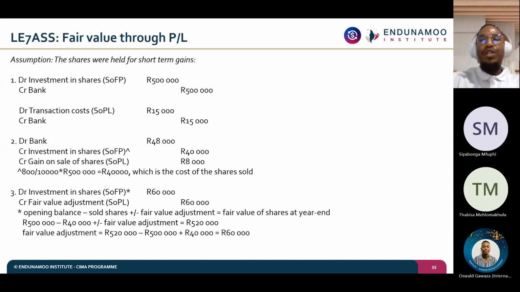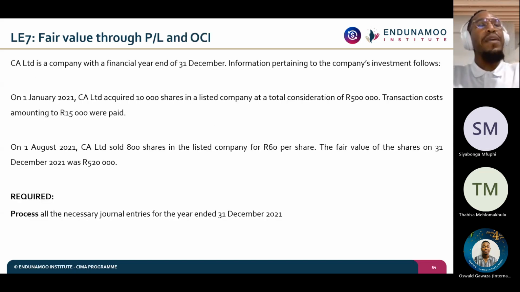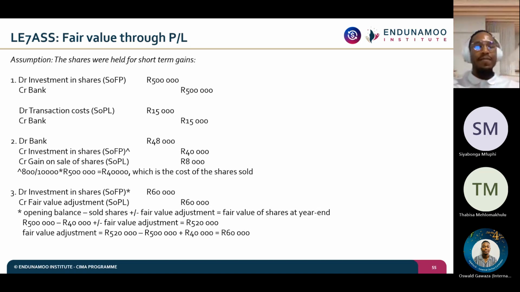Fast forward to the date being the 1st of August 2021, when 800 shares are sold for 60 Rand per share. What we know is that 800 by 60 Rand, which gives us 48,000, is what is going to come into the bank account. We have 48,000 Rand coming into the bank account from the sale. Do we have a gain or a loss? That's what we need to determine.